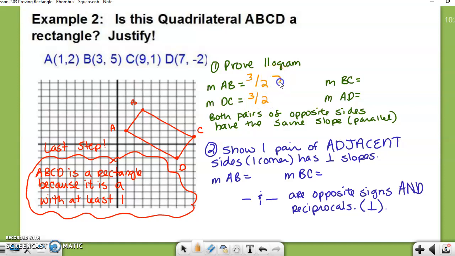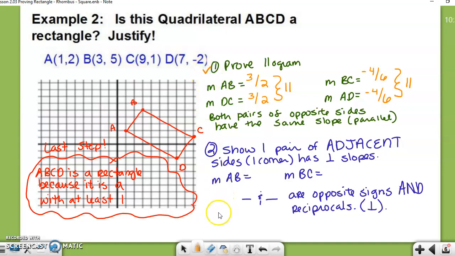Okay, so I know that these two sides, they're opposite and they are parallel. When I count BC, I drop 4, I run 6. Same thing with AD, I drop 4 and I run 6. I have this set of opposite sides that are now parallel. So both pairs of opposite sides have the same slope and they are parallel. I know it is a parallelogram.